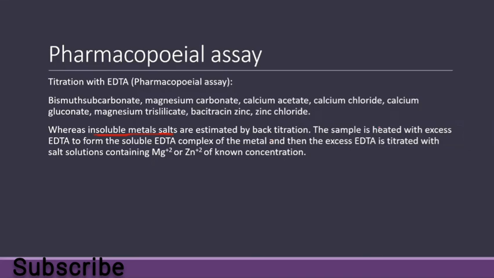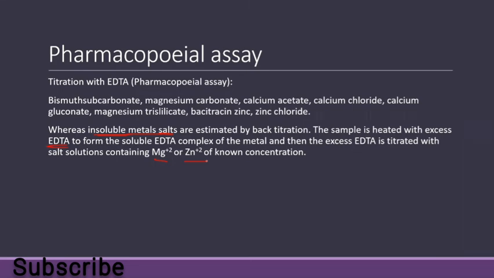Then how will you perform back titration? The sample is heated with excess EDTA. You mix your insoluble metal salt with excess EDTA to form a stable EDTA complex of the metal, and then the excess EDTA is titrated with a solution of magnesium or zinc of known concentration. Known concentration means known molarity.